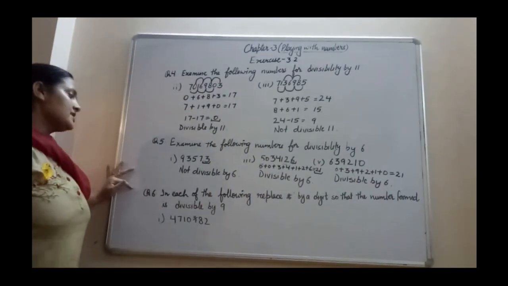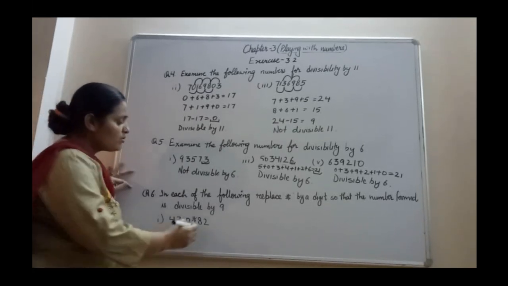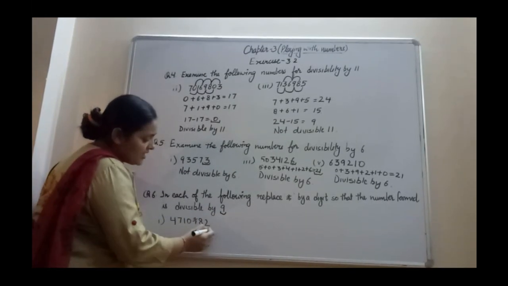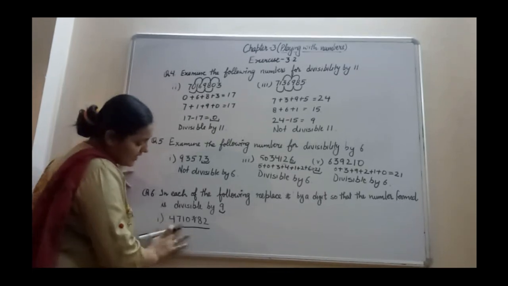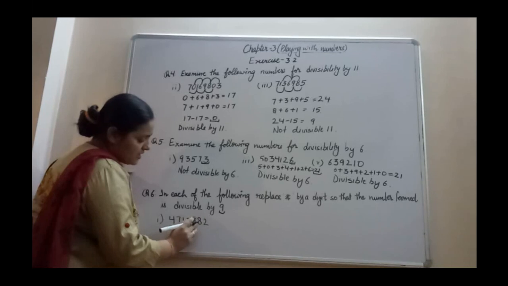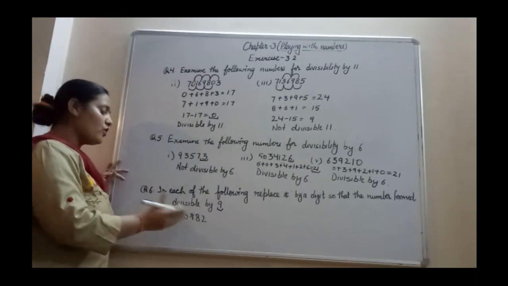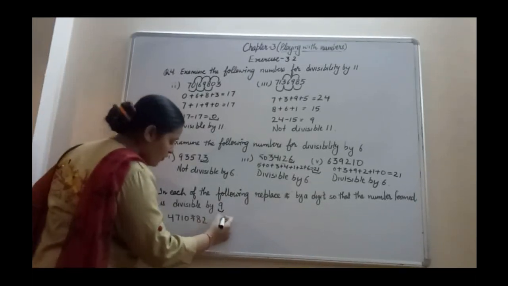Now the question number 6. In each of the following, replace star by a digit so that the number formed is divisible by 9. So it's given that the number must be divisible by 9 if we replace the star by a digit. What is the divisibility rule of 9? It means we have to sum up all the digits. So let's find out the sum of all digits.